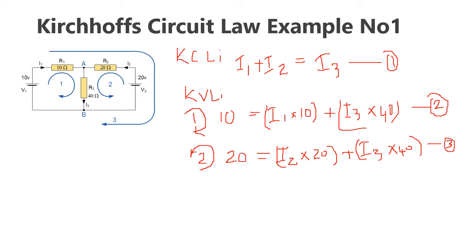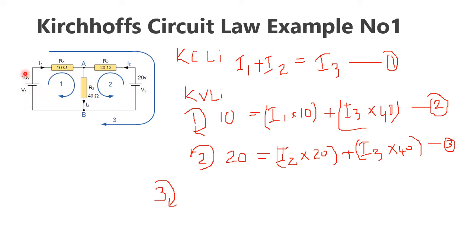We can take another equation, so we can use loop 3. Loop 3 is in the clockwise direction. The loop 3 starts from here and comes around, then ends up where it started. In loop 3 there are two voltage sources, V1 and V2, but the directions are opposite. If the voltage source is connected in the loop direction, we consider it as plus. If not, we take it as minus.